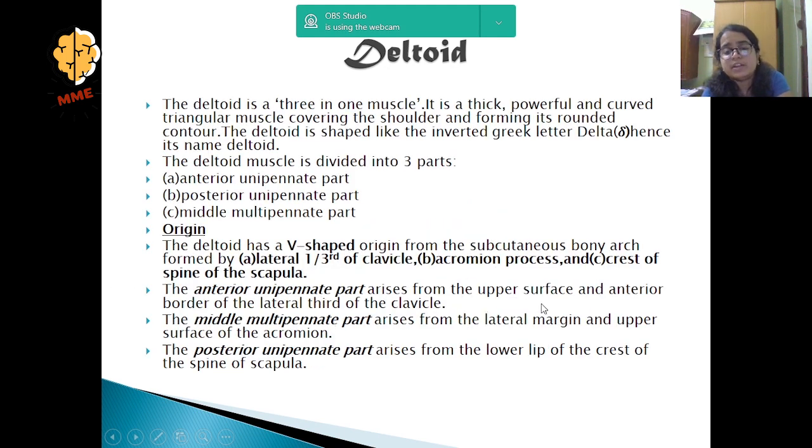The anterior unipinnate part arises from the upper surface and the anterior border of the lateral third of the clavicle. So the trapezius also gets inserted onto the lateral one-third of the clavicle, but on the posterior border. The middle multipinnate part arises from the lateral margin and upper surface of the acromion process, and the posterior unipinnate part arises from the lower lip of the crest of the spine of the scapula. Okay.